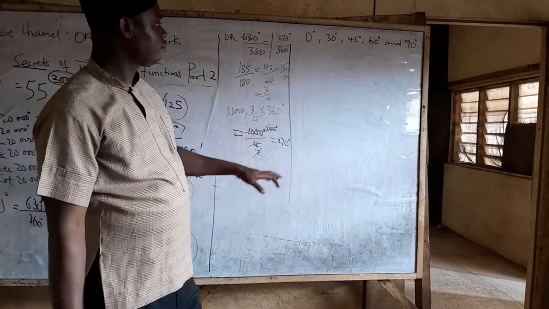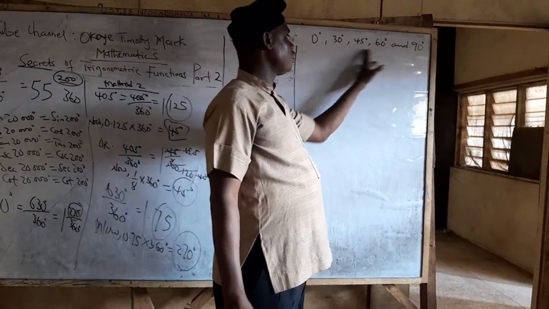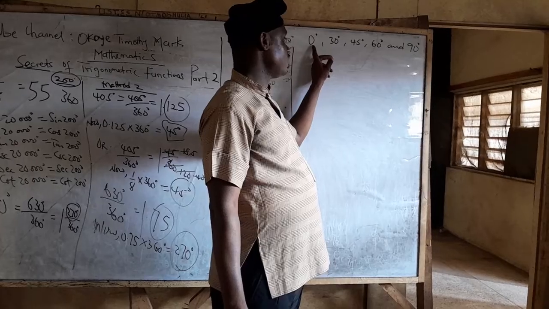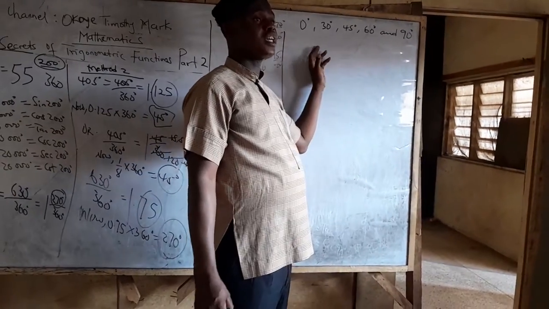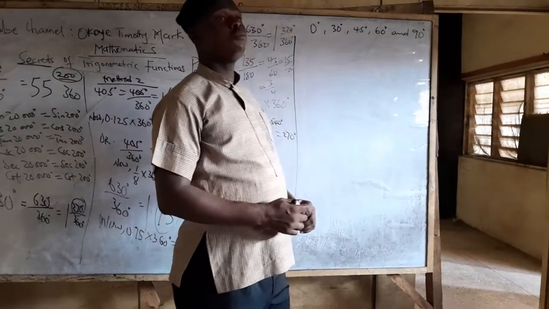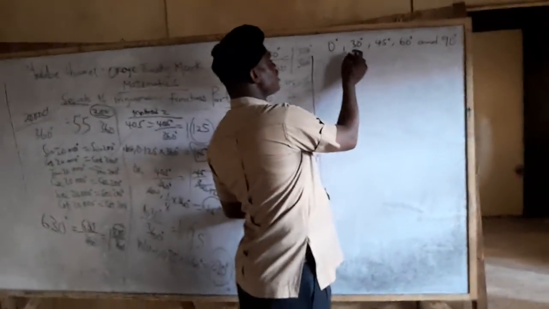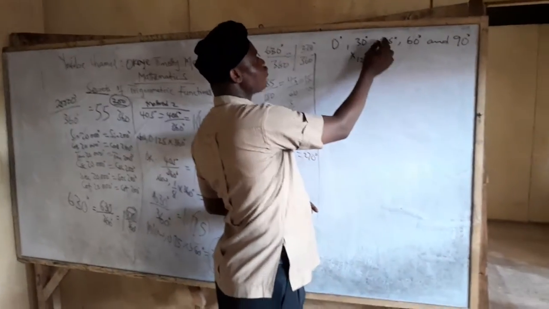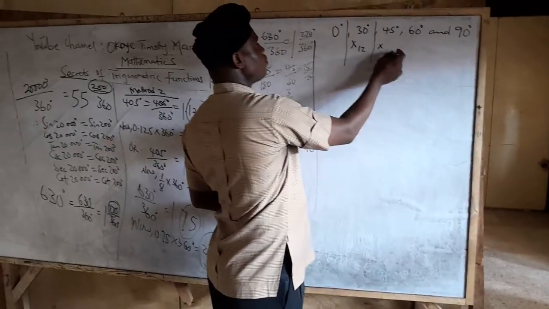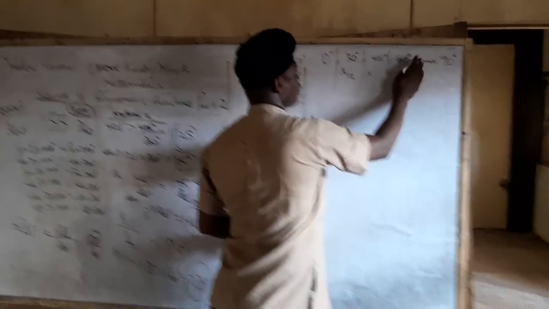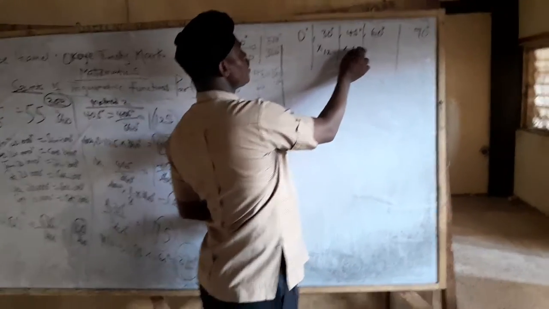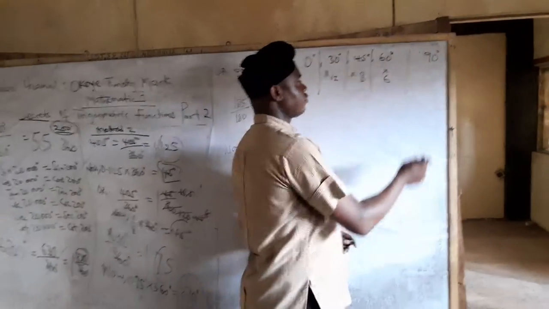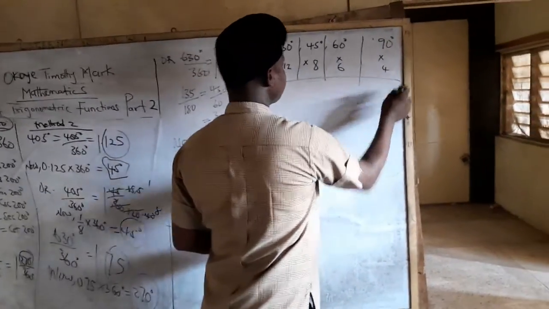Now, I will indicate the number of times you will multiply each of these angles to get 360 degrees. Apart from zero, of course: there's no number of times you will multiply zero to get 360 degrees. You will multiply zero 1 million times, still zero. Like 30, we have to multiply itself 12 times to get 360 degrees. For 45, 8 times to get 360 degrees. For 60, 6 times. For 90, 4 times to get 360 degrees.